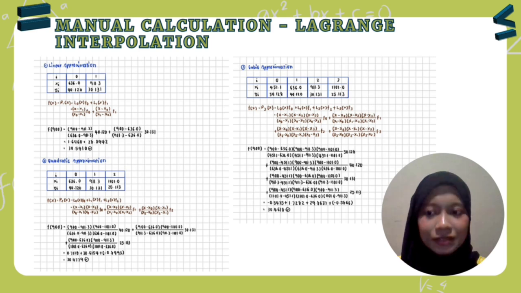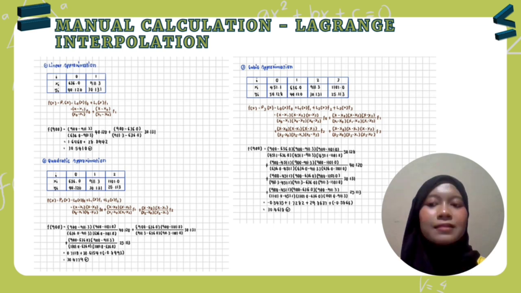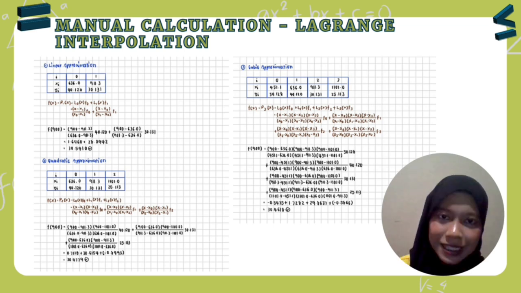For resistance of 900 ohm, our most accurate estimate is 30.4618 degrees Celsius. Okay, that's all from me.